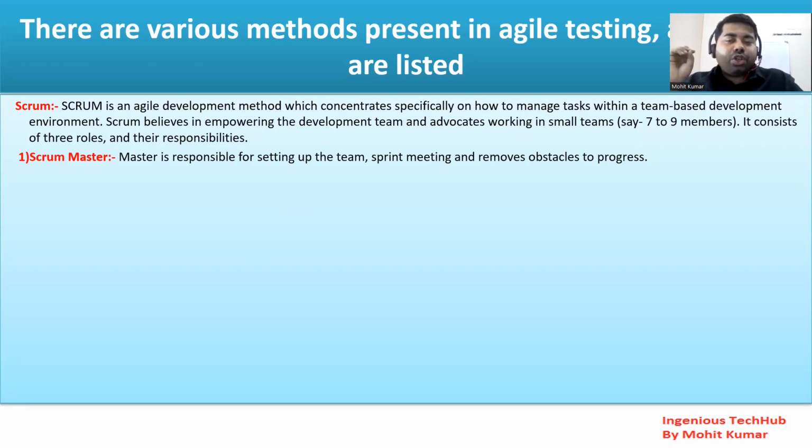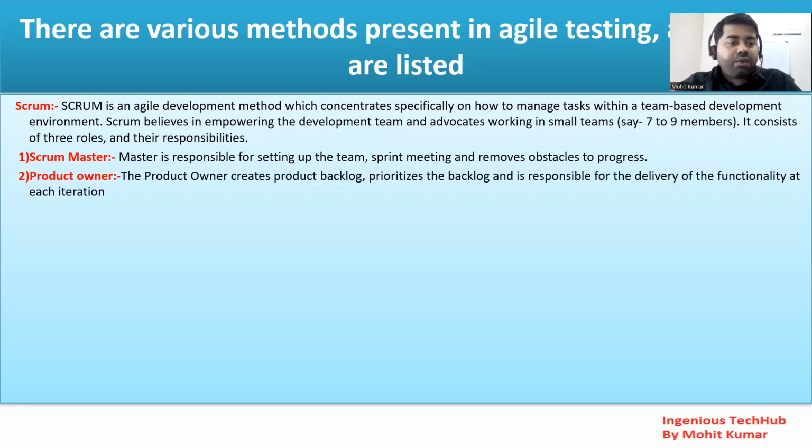So a Scrum Master's job is to schedule the meetings. They assign the backlog tasks to the teams. They take the daily feedback and the daily status, right? And if you have any blocker, they have the responsibility to resolve those blockers and obstacles. So the Scrum Master is responsible for setting up the team's sprint meeting and removing obstacles to progress.